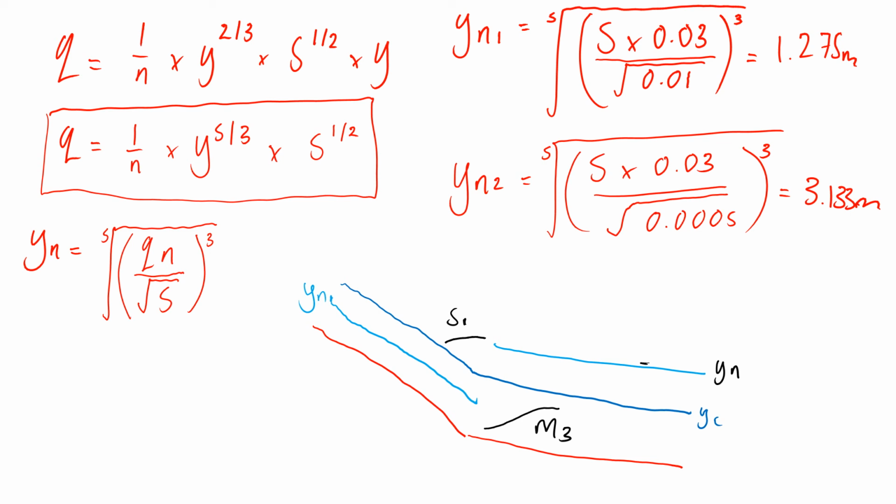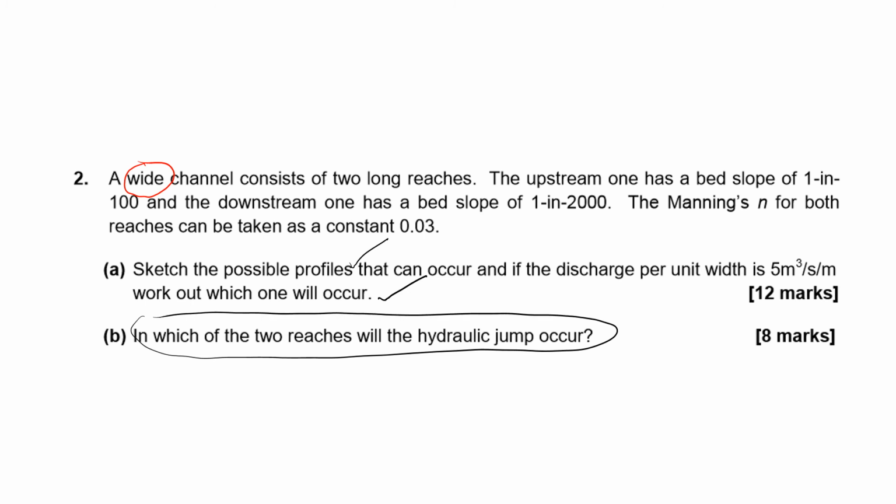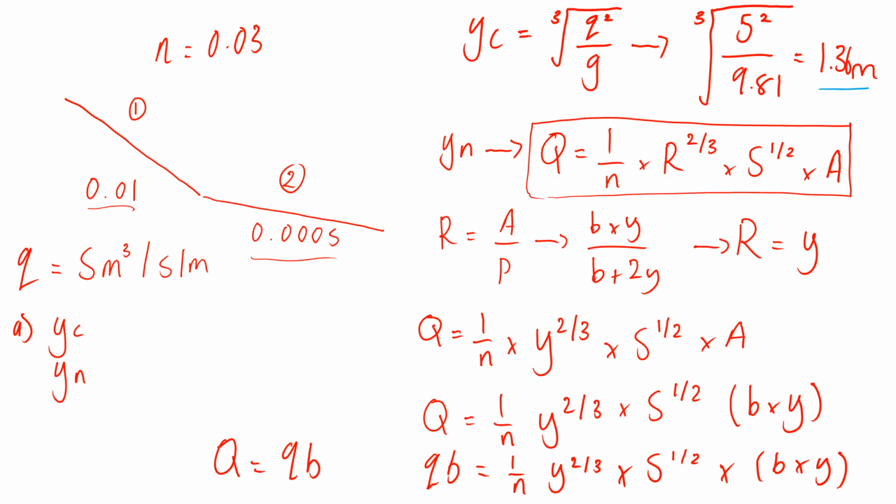However, we don't currently know which one of the two will actually occur, because we don't know which reach the hydraulic jump occurs in. This is the next part of the question: in which of the two reaches will the hydraulic jump occur? For part A, we've sketched the possible profiles, and if the discharge is 5 meters cubed per second, it says work out which one will occur. You will work out which one will occur by answering this part of the question.